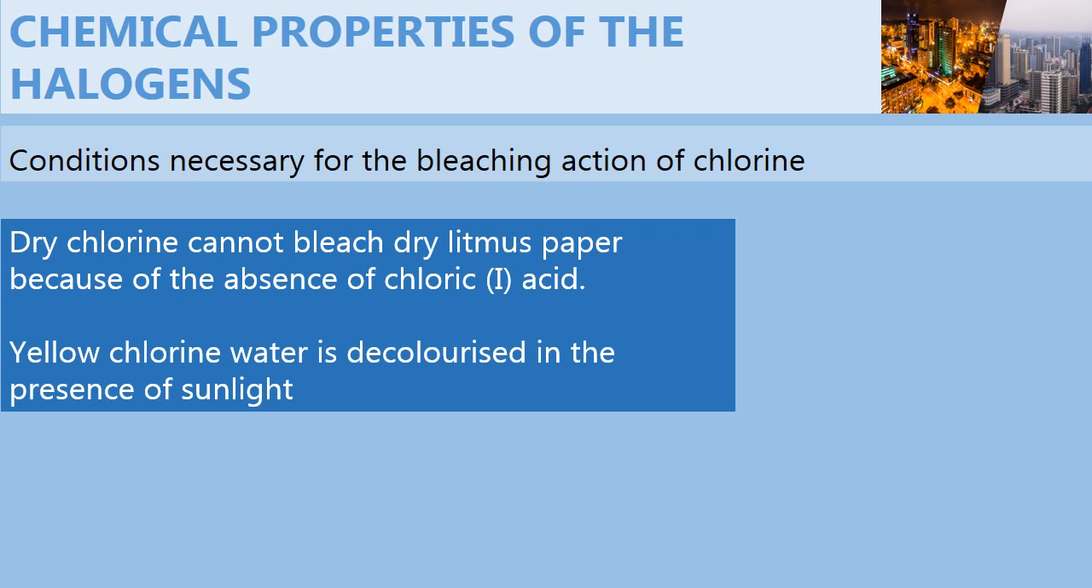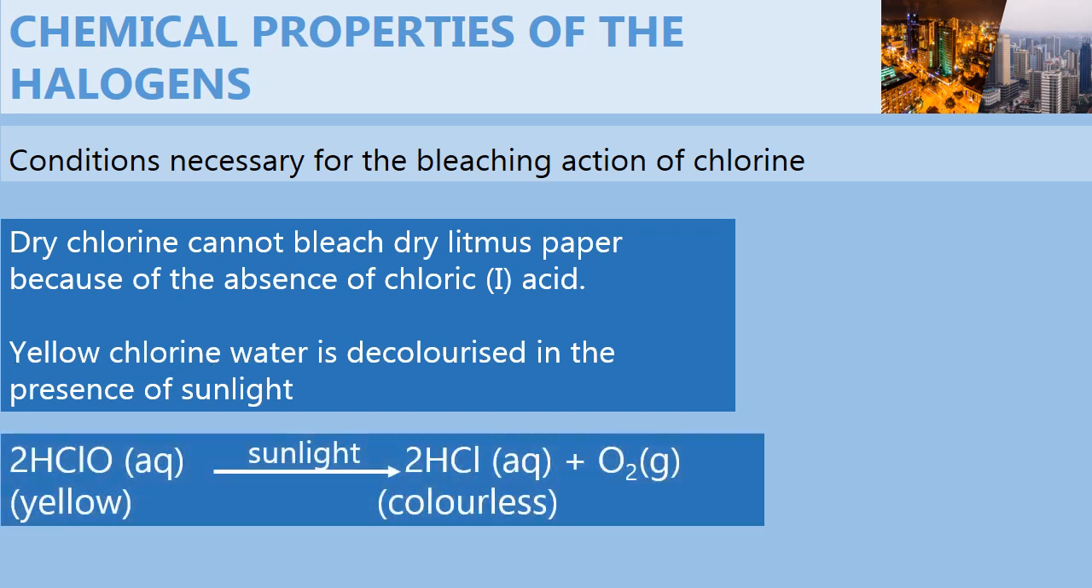Yellow chlorine water is decolorized in the presence of sunlight. This means that sunlight acts as a catalyst or a necessary condition for the decomposition of chlorine water. Concentrated chlorine water is usually yellow in color. The equation for the reaction is shown here.